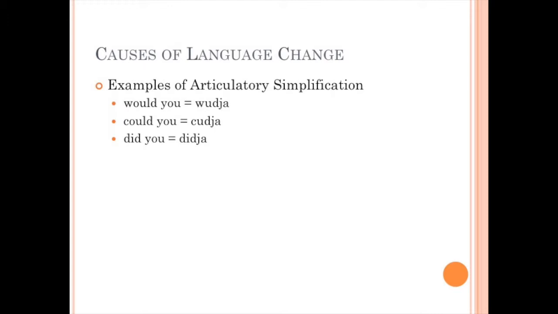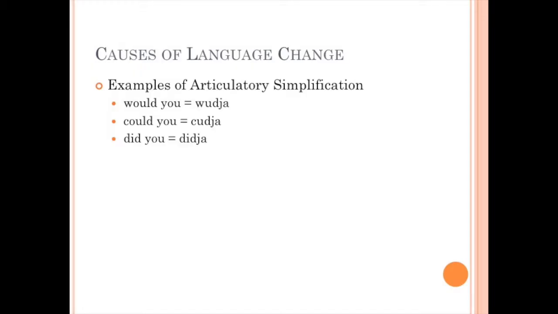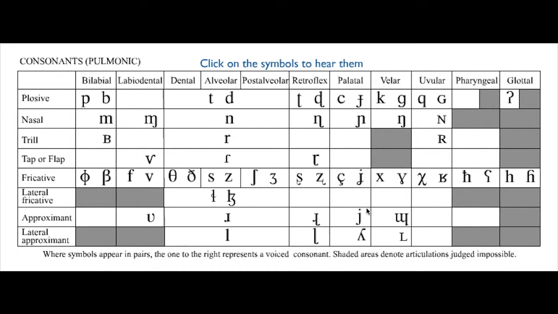Why do people sometimes say would ya, could ya, or did ya instead of would you, could you, or did you? The last consonant of would is a stop made on the alveolar ridge. The d sound is made as a stop on the alveolar ridge. The y sound is a palatal approximant.